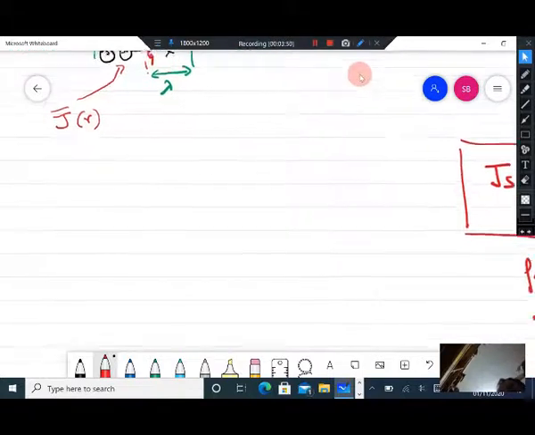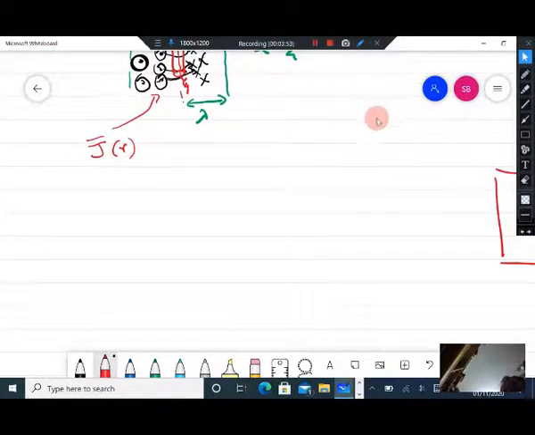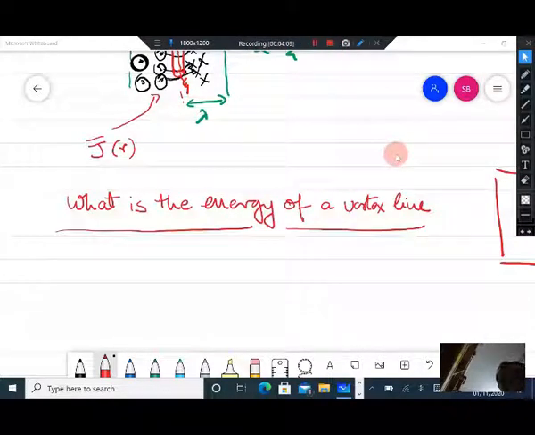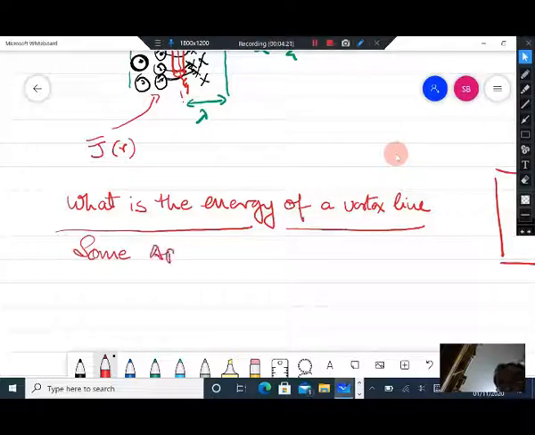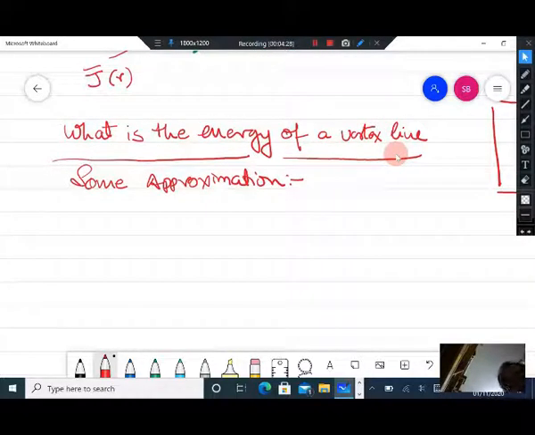Okay, so now we would like to calculate the energy of a vortex line. Given that there are currents and magnetic fields associated with the vortex, we would like to calculate what is the energy of a vortex. To do this, we will use some approximations. It can be done exactly also, but the approximations we use are quite accurate.